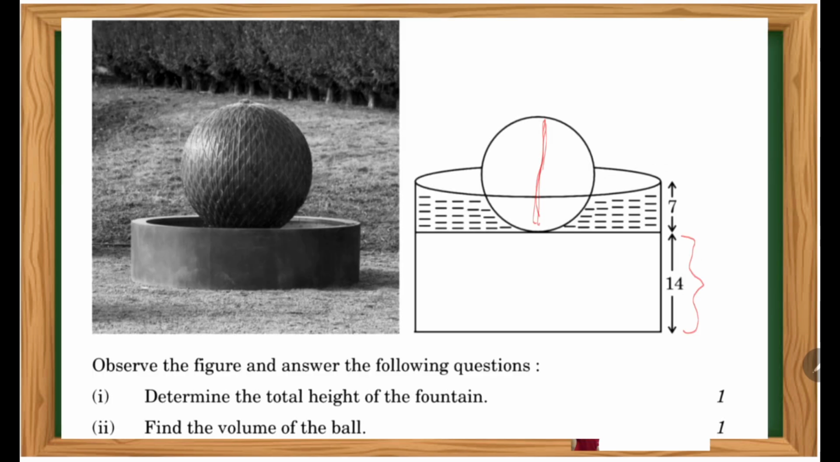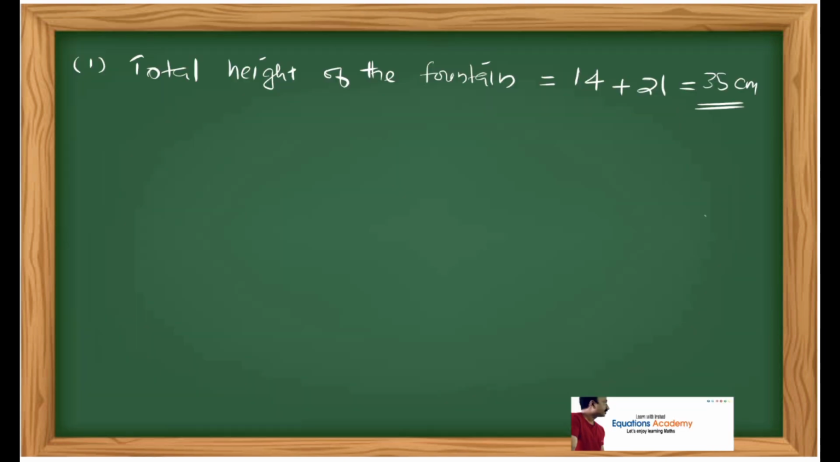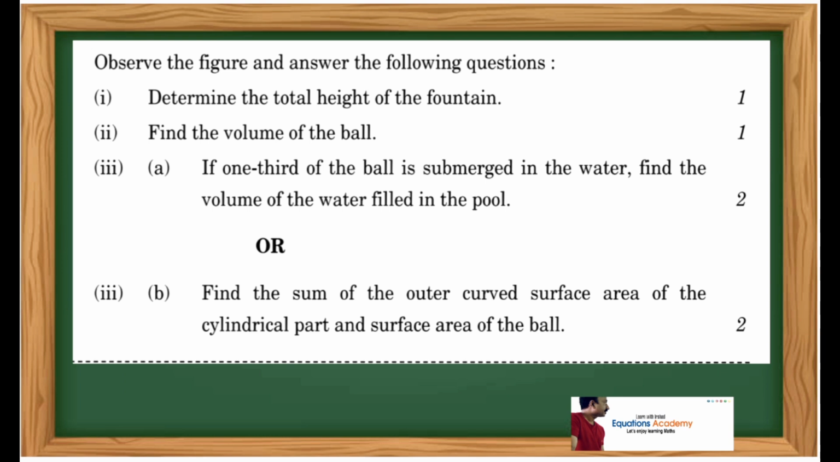So the total will be 14 plus 21, that is equal to 35 centimeter. So the answer to the first question, determine the height of the fountain: height of the fountain is 14 plus 21 equal to 35 centimeter. We will go to question 2. Question 2, find the volume of the ball.